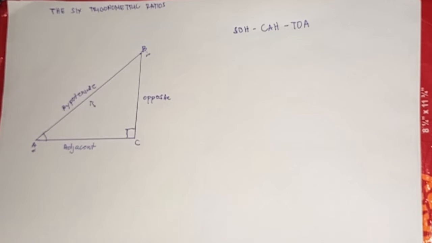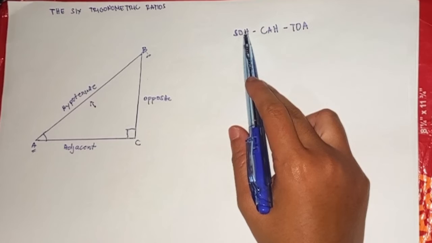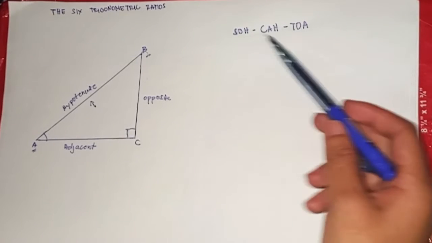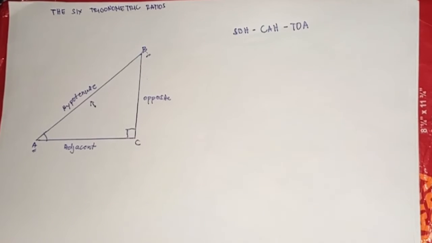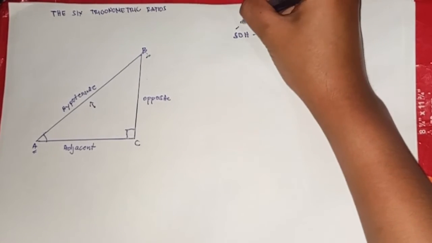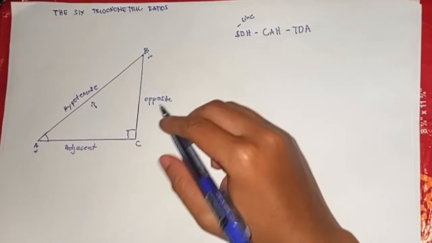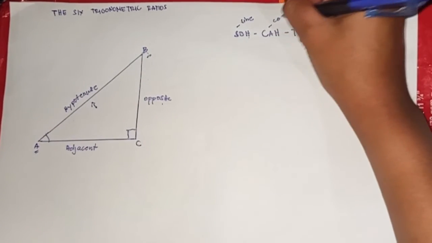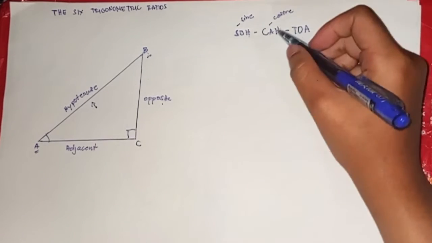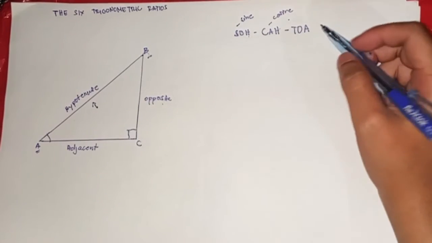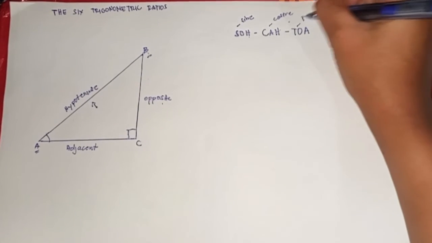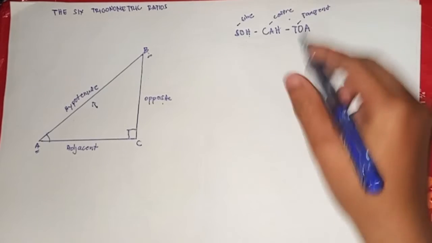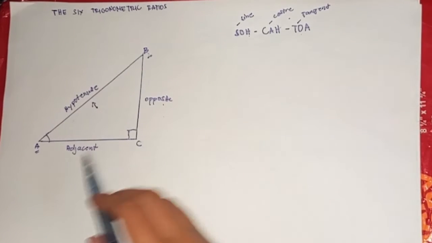So now, let's define the 6 trigonometric ratios. A common acronym used in trigonometry to remember these ratios is SOHCAHTOA, which stands for S for sine, O for opposite, and H for hypotenuse. C for cosine, A for adjacent, and H for hypotenuse. T for tangent, O for opposite, A for adjacent.